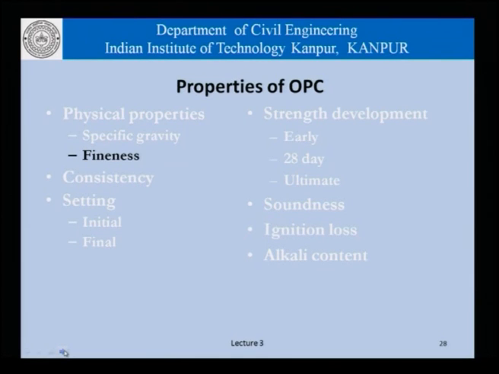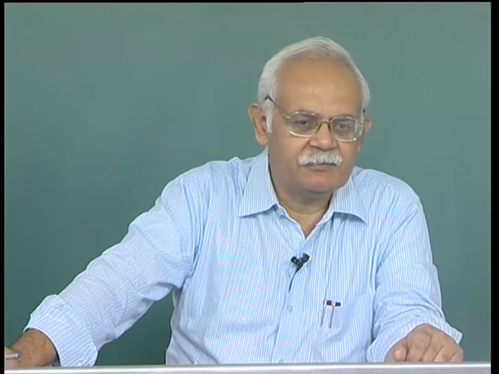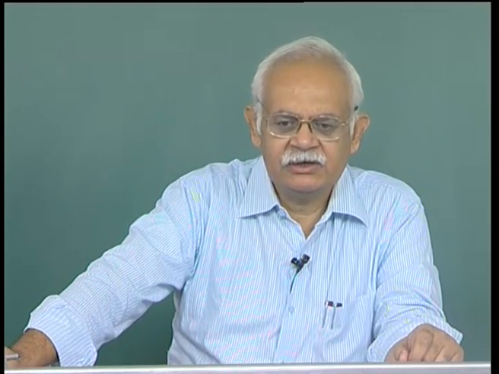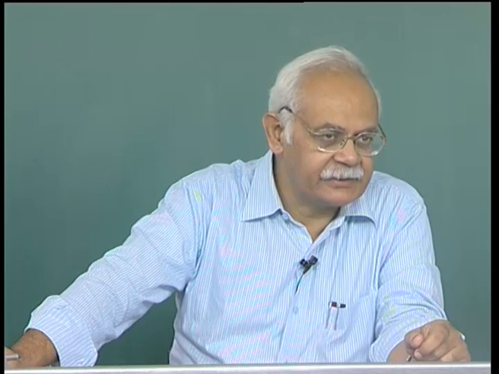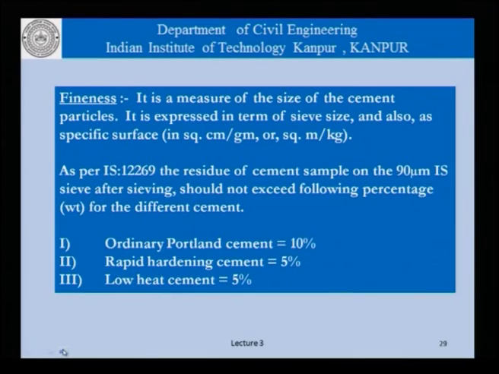Now, fineness is basically how fine the cement powder is, and it is determined basically by the kind of process that has been followed in grinding the clinker. As I said, fineness is a measure of the size of the cement particles and is expressed either in terms of a sieve size, because that is the most common, most easily understood method of trying to find out the size of a particle. We saw that in the discussion when we were talking about aggregates, coarse aggregates and fine aggregates, and also as a specific surface area, that is in terms of square centimeters per gram or square meters per kg.